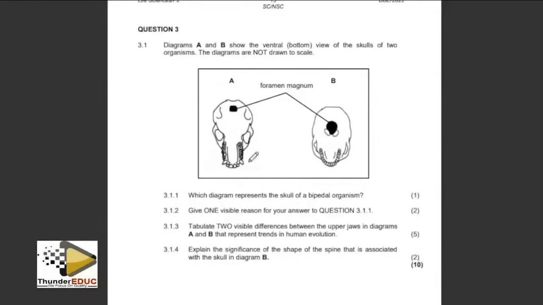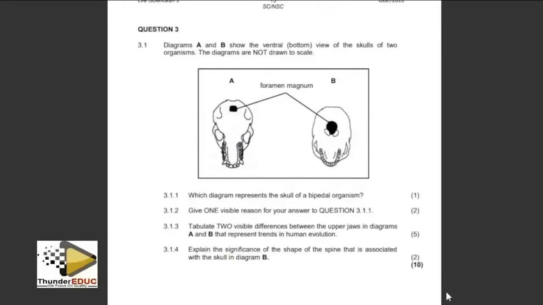Now look at this. Position of foramen magnum. They're saying, which diagram represents the skull? There is a difference between a skull and a cranium. A skull is everything which encloses the head. But a cranium is only the part which encloses the brain. Only the part which encloses the brain is what you call cranium. I think I'm clear there.